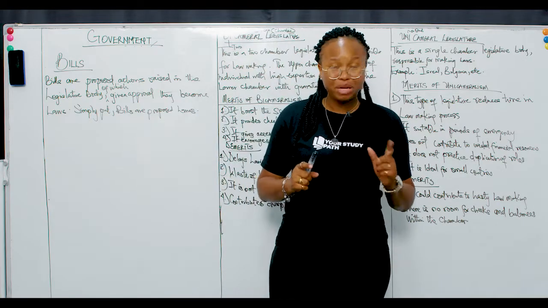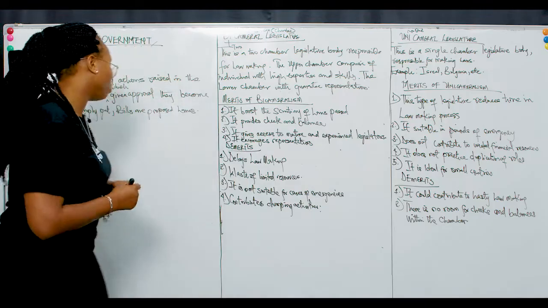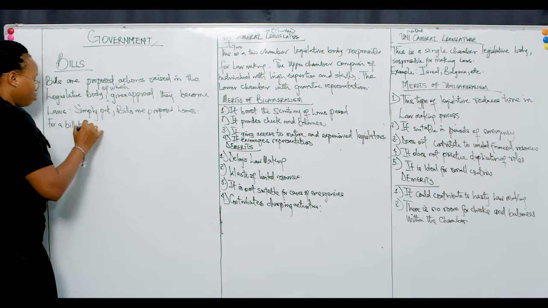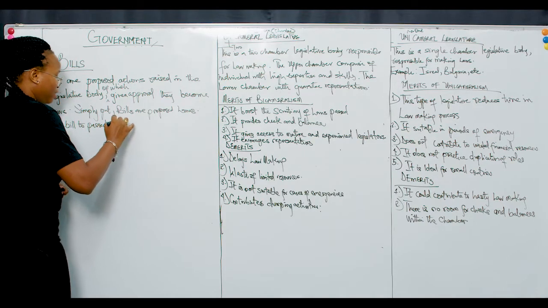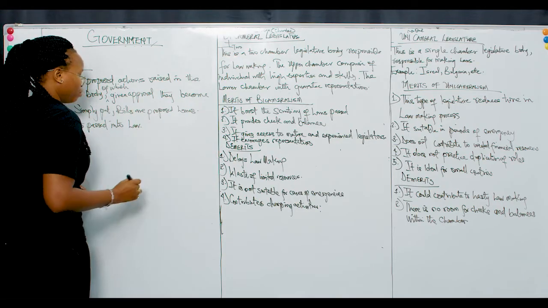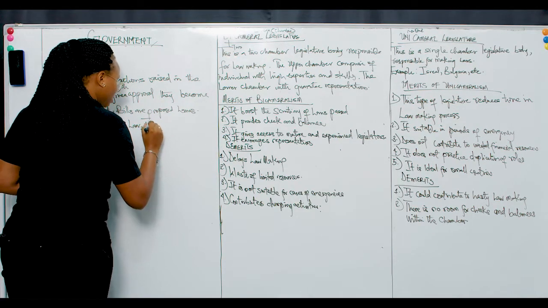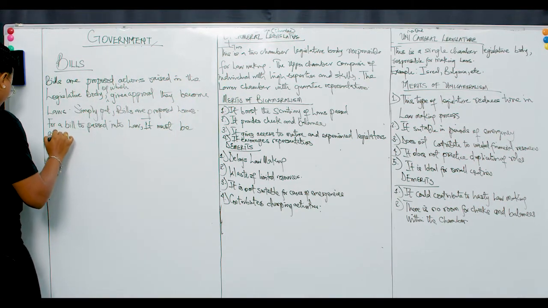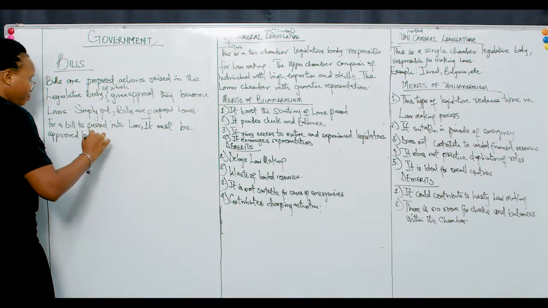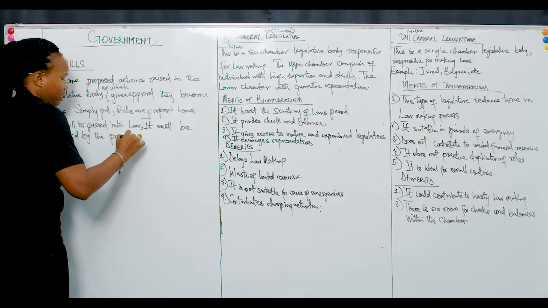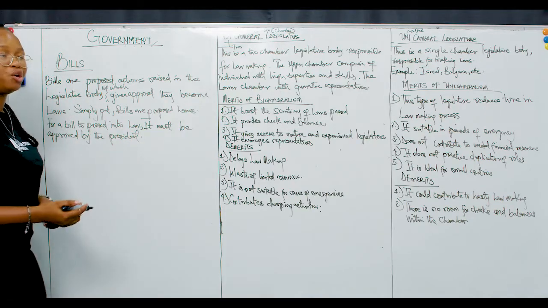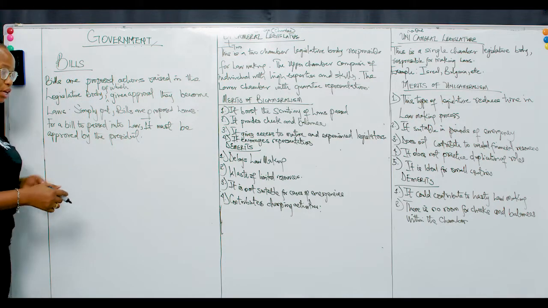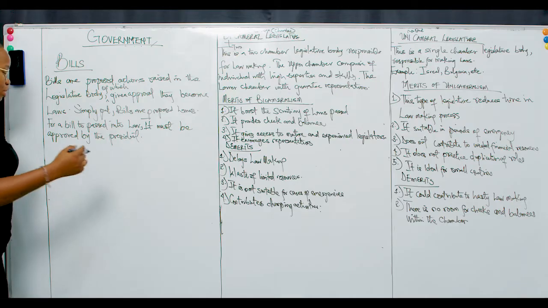president. Please note, for a bill to be passed into law, it must be approved by the president. So this is very important, and that's why when we're listing the functions of the executive, we put approval, because it's one of the functions of the president, or the presidential role.